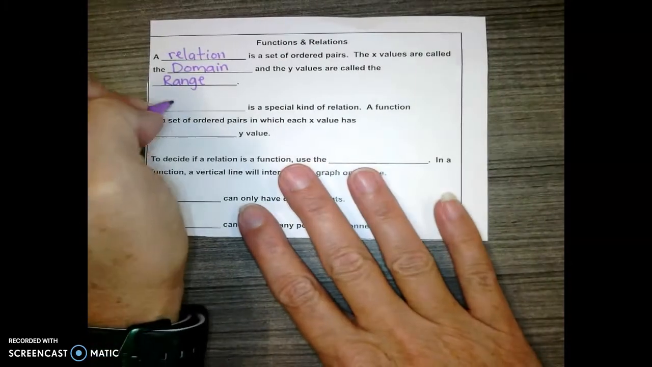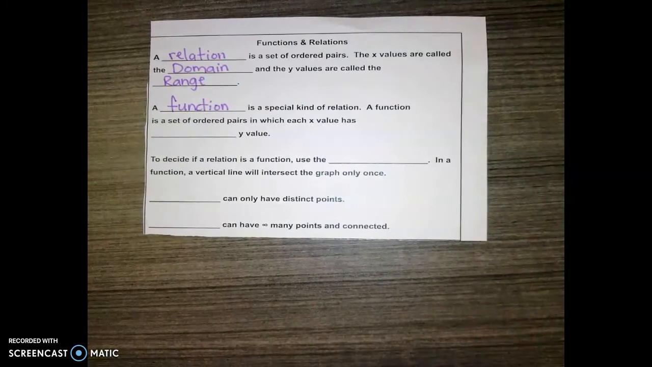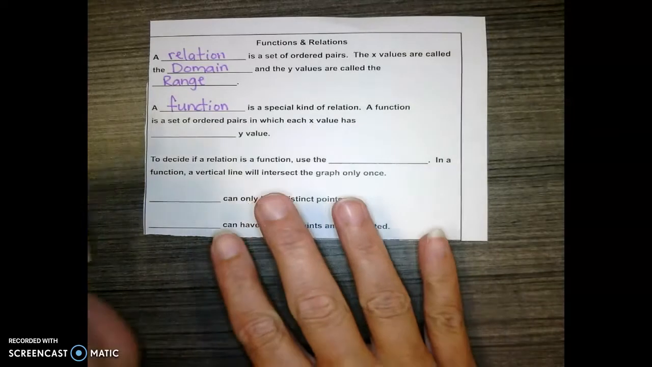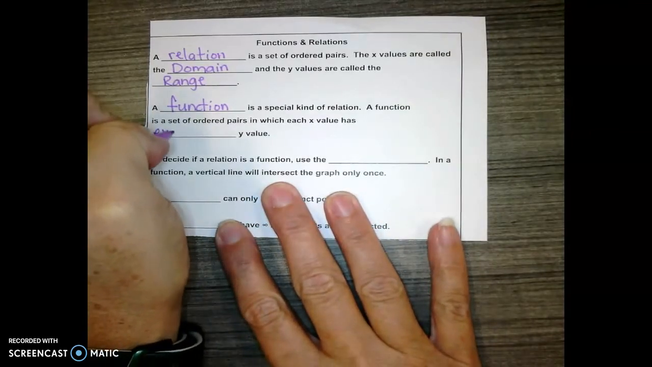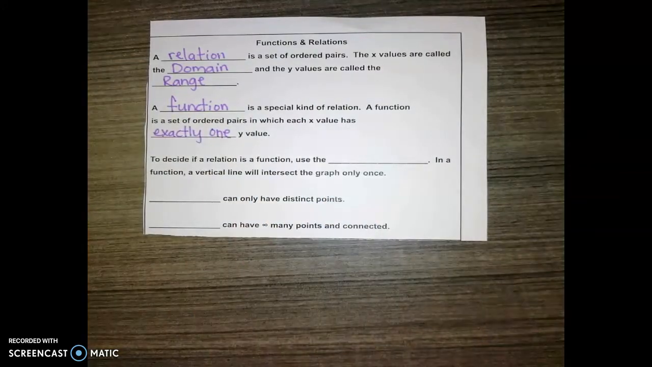Okay, a function is a special kind of relation. A function is a set of ordered pairs in which each x value has exactly one y value. So the best way that I can explain the difference between a relation and a function is if I look at my x as a girl and my y as a boy. We can go back to the biology and X chromosomes and Y chromosomes. X's are girls, Y's for the boys.